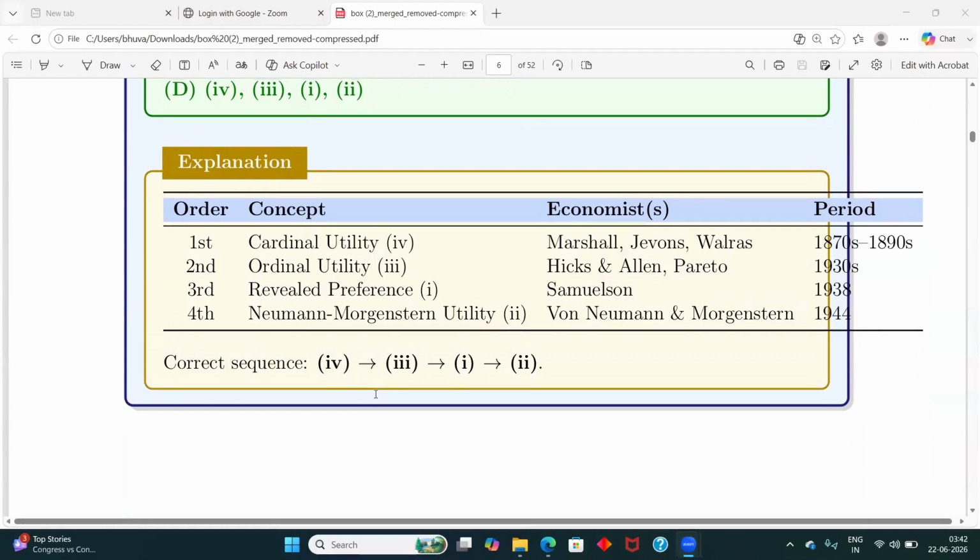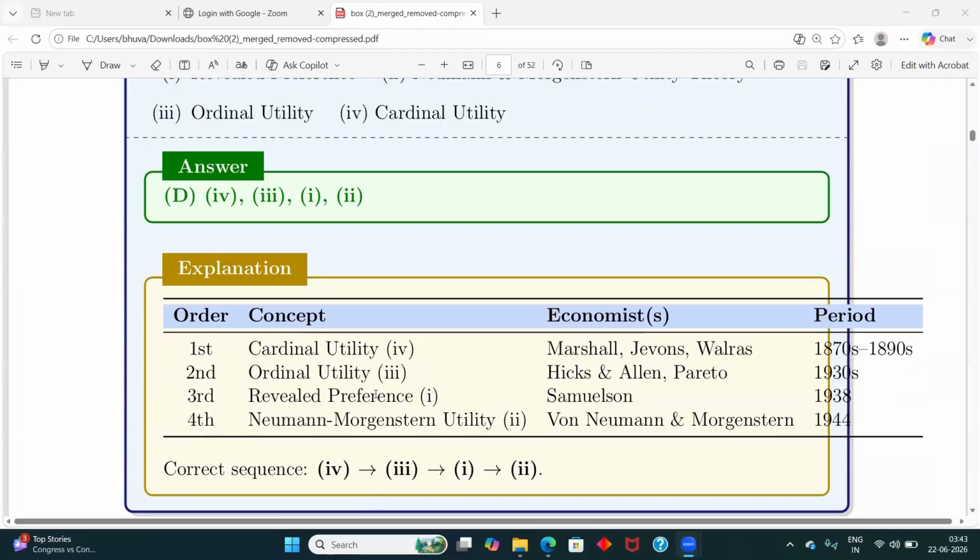Cardinal utility is given by Marshall, Jevons, and Walras, in the period 1870s to 1890. Ordinal utility is given by Hicks, Allen, and Pareto in the 1930s. Third is revealed preference, given by Paul Samuelson, as we already know from the previous question. The period of this theory is 1938. And fourth, Neumann-Morgenstern utility, given by von Neumann and Morgenstern in 1944.